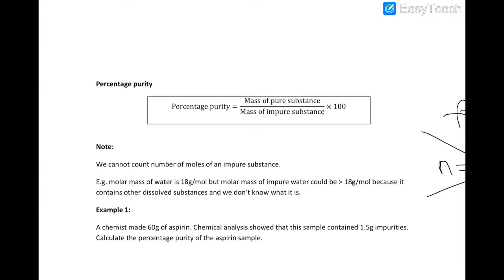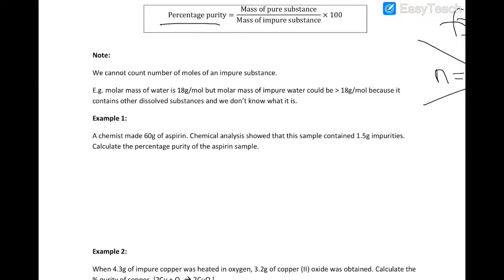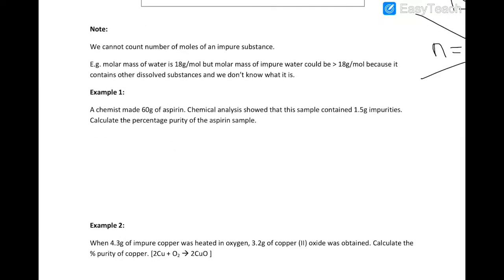So percentage purity is the mass of the pure substance over the mass of the total substance which is impure. So how much pure substance do you have over the total sample which is impure, times 100. So that would be a percentage purity. So let's see the first example.